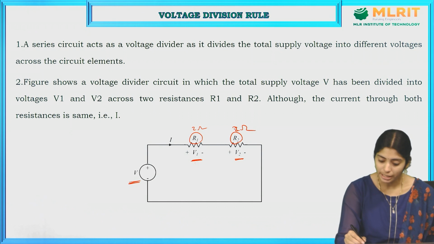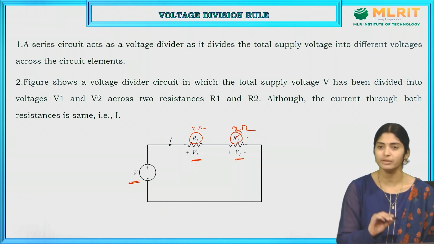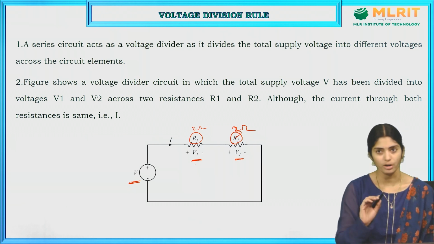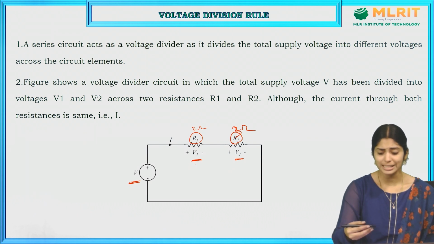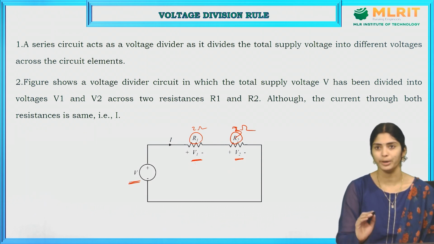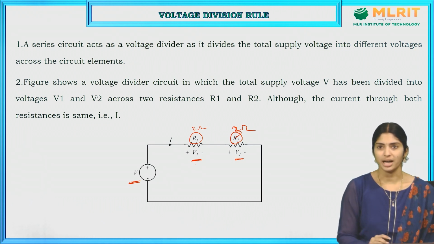Even if the resistors are 2 and 3 ohms, maybe this V1 and V2 will be the same. So we can't judge according to the values of the resistors. There will always be some amount of voltage drop across the resistors that may or may not be equal. Here V1 and V2 are the voltage drops across the resistances R1 and R2.